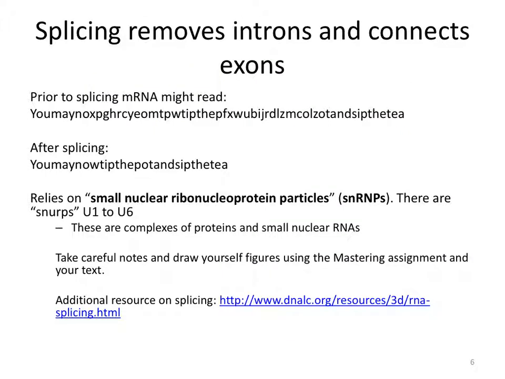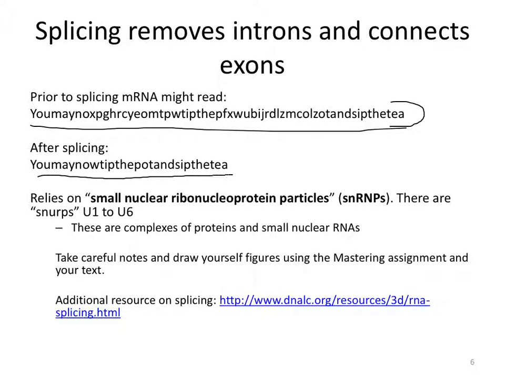So some ways to think about splicing. You want to remember that splicing removes introns and also connects exons. It's splicing things together. Okay, connecting or splicing exon messenger RNA together. So you could think about this, with regards to a sentence as I've shown here, and you can see prior to splicing, the messenger RNA molecule might read something like this, which doesn't really make a lot of sense, right? Looks like it's written in code. After splicing, we actually have 3-letter words that make sense. You may now tip the pot and sip the tea. It's much smaller and it's got sense associated with it.